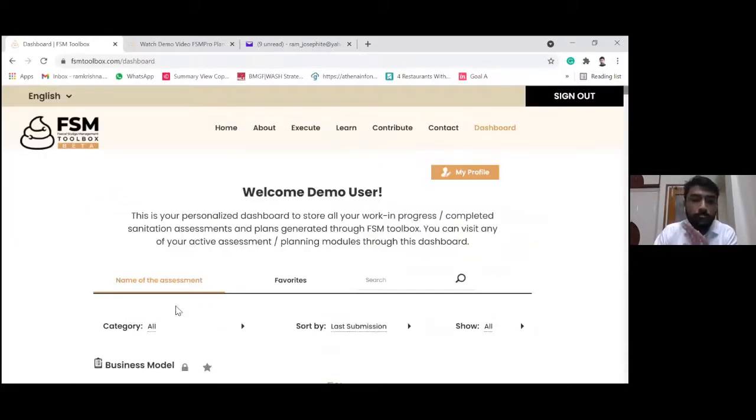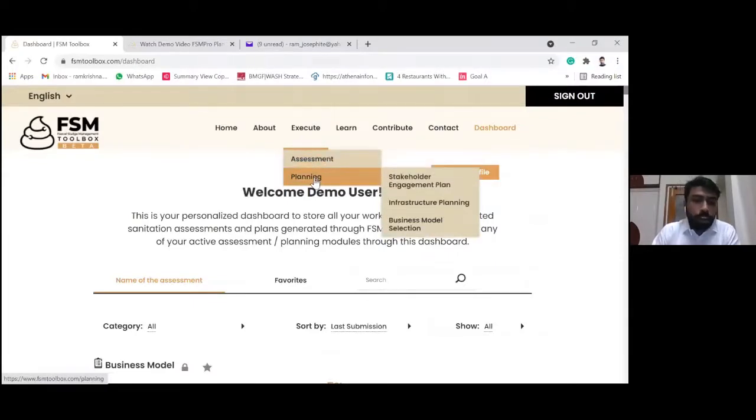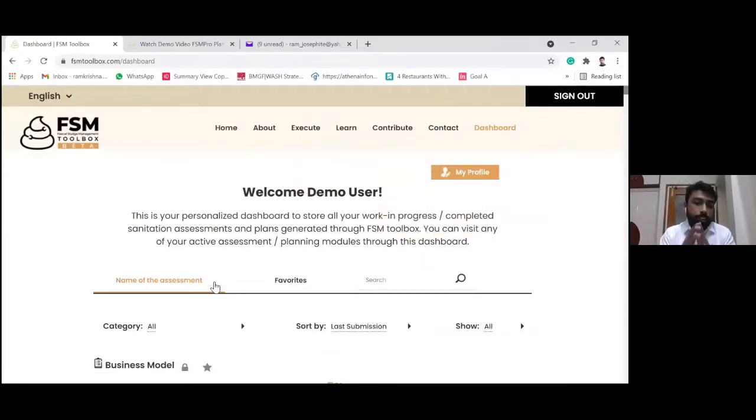So if you start any assessment or any planning tool, it gets auto saved, because you will be collecting data from around 1,000 households to complete one particular planning assessment. So you may not be able to do it in one sitting. You will have to do it over a period of a month or a couple of months, or sometimes even 3 to 6 months. So all of that data, as and when you work on the platform, gets saved on the dashboard.